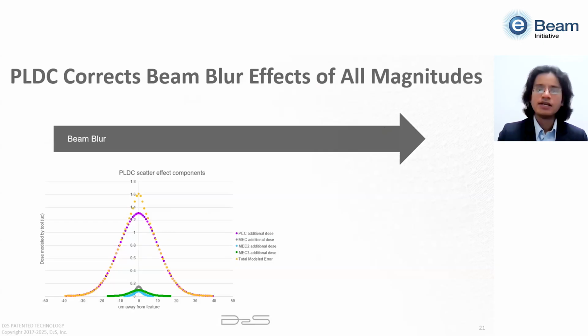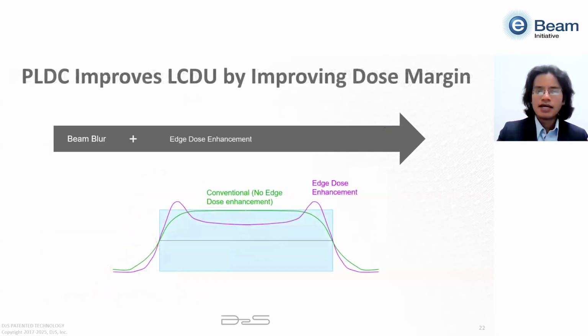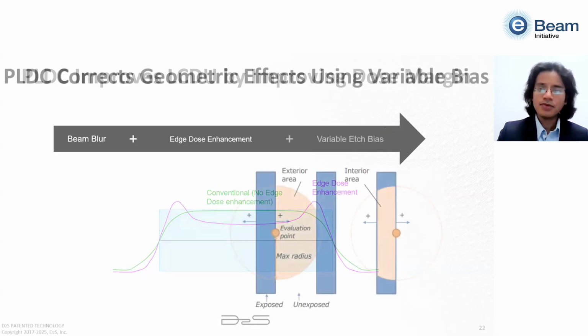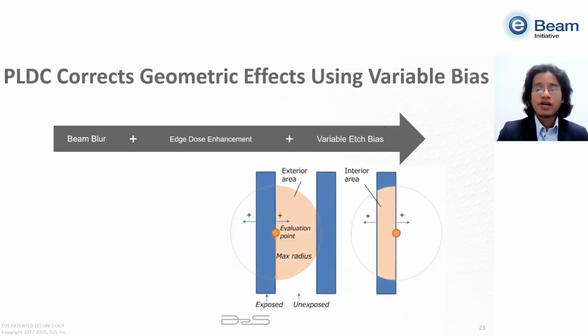So PLDC corrects the beam blur effects of all magnitudes, whether it's PEC range, whether it is the mid range, whether it's the short range. It can correct errors of all blur magnitudes. It can do edge dose enhancement, which actually improves your LCDU and also to some extent GCDU. And it can do variable edge bias, which improves the linearity even further.